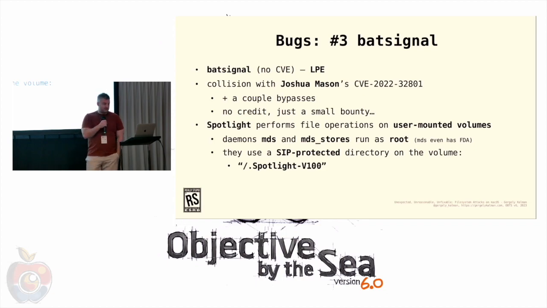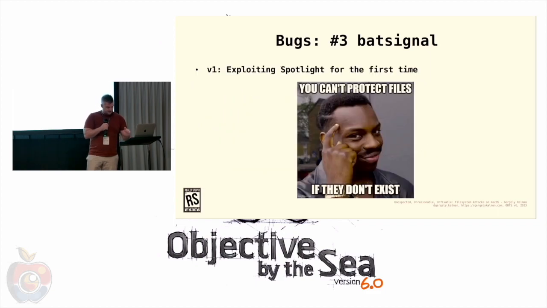So basically the bug is that Spotlight performs file operations on user-mounted volumes. Now, knowing all of this and where this presentation is headed, you probably know that this is not a great idea. Spotlight's daemons, MDS and MDS stores, are running as root, and MDS even has FDA, but we don't really care about that. And the way this is secured is that there's a top-level directory on the volume called Spotlight-V100. And we're not allowed to write to it because SIP doesn't let us.